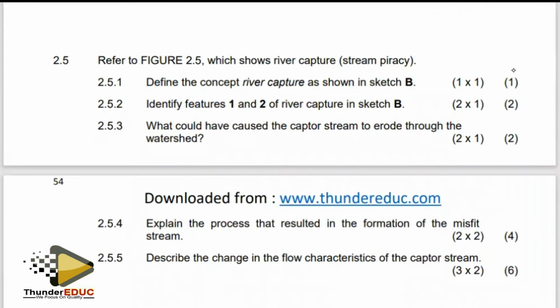Okay, so define the concept river capture, so this is what I say: an energetic river steals headwaters of a weak river. Steals, or you can as well say robs. Identify features 1 and 2 of river capture in sketch B.